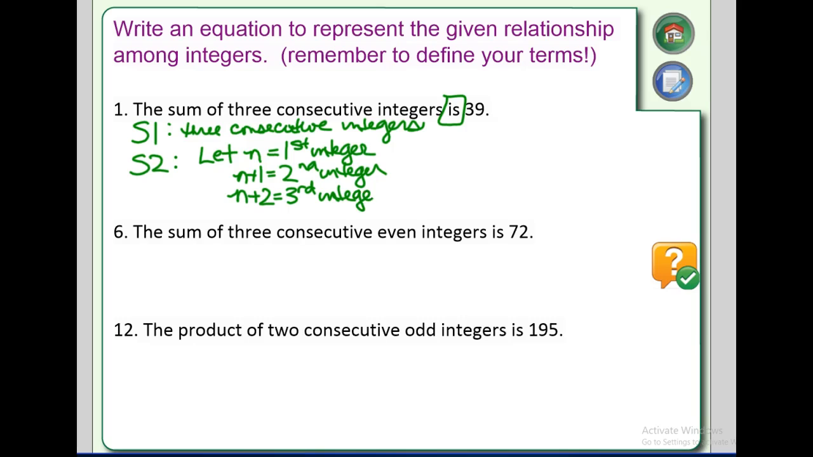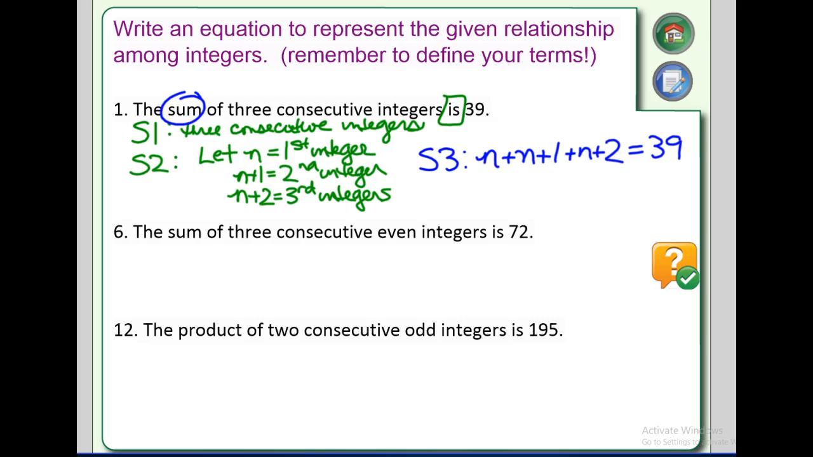Nicely done. Now, we need to take these let statements to create step number 3, which is my equation. The sum. What does sum mean? Yeah, we're going to add them all up. So we need to take our let statements, the first integer plus the second integer plus the third integer is, means equal, 39. Okay, now chew on that for a minute. Does it make sense? Yeah, it does. Again, long and drawn out, but it's pretty simple once you figure out where we're going.